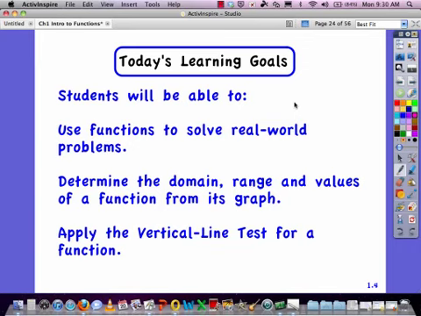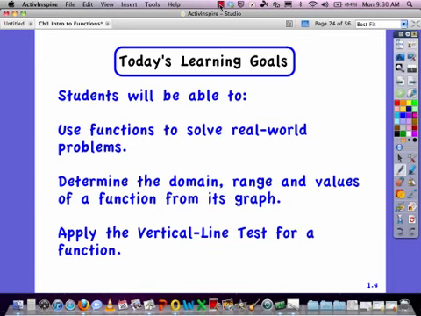Today's lesson is from section 1-4 in our textbook, Graphs of Functions. Take a look at the learning goals that we have. Use functions to solve real-world problems.